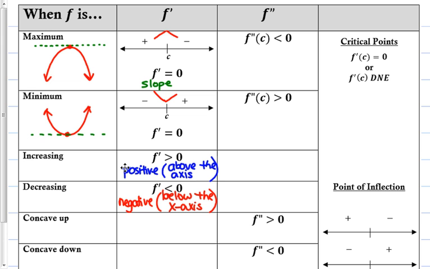Okay, so if I continue, concavity. When f is concave up, I'm just restating what I stated earlier. F double prime is greater than 0, which just means it's positive. Right? And if it's positive, that means concave up. And then concave down, when f is concave down, my second derivative, again, is negative. And negative just means concave down.